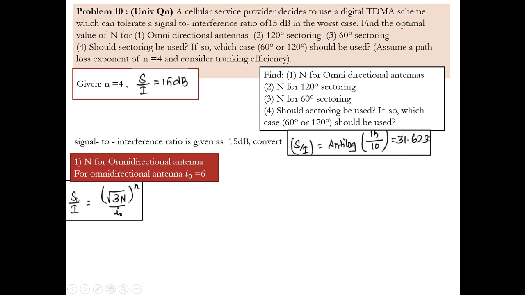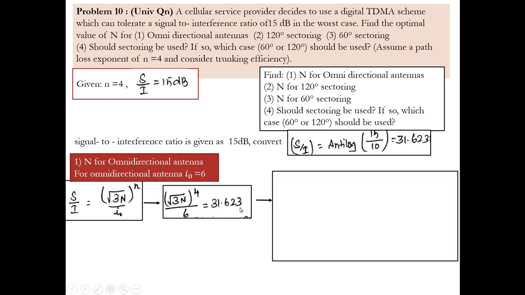Now using the formula S by I is equal to square root of 3n raised to the power of n by I naught, let's substitute the values here. So square root of 3n raised to the power of 4 by 6 is equal to 31.623. So let's solve this in the same way we have done it in the previous case.